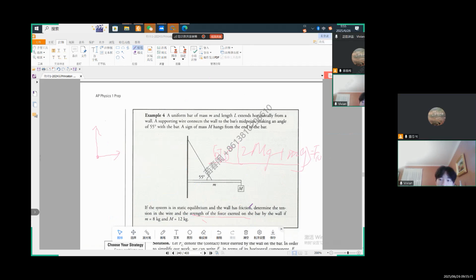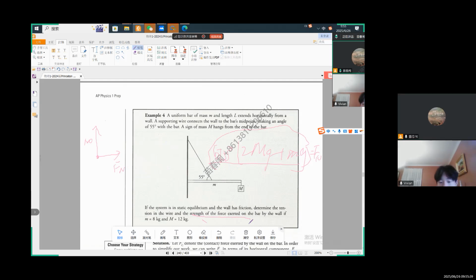That's only in the horizontal direction, right? So this one is 120, and this one, let's just say F normal. We already found it. It's basically this one. So how do you answer this one? The strength of the force exerted on the bar by the wall.